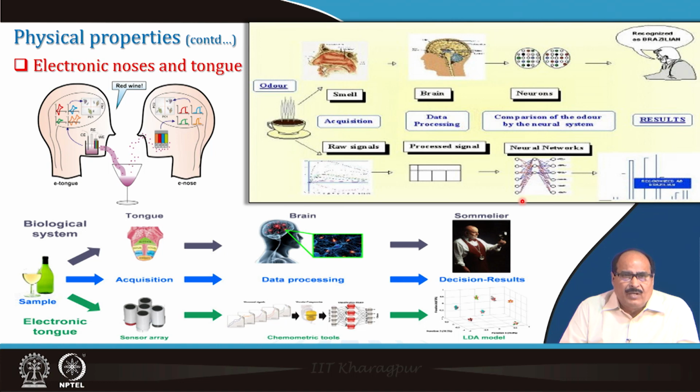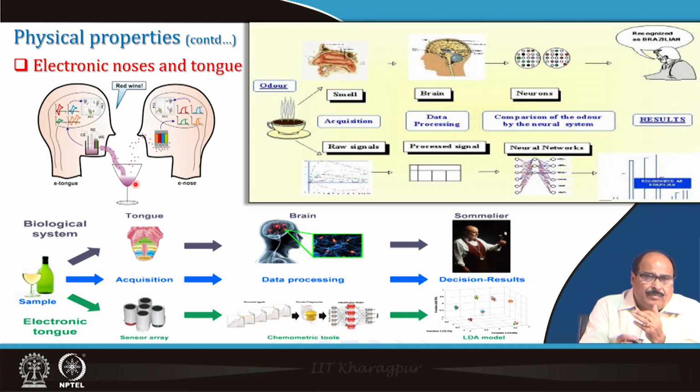Then the electronic tongue and electronic nose can be used to determine taste and smell. You can see here even fermented beverages like wine. Wine testing requires very high skill. Here the gentleman is testing red wine. Our sensory organs are the nose and mouth. In the mouth there is the tongue, and in the tongue there are taste buds. They take these inputs and you get that information in our actual system.